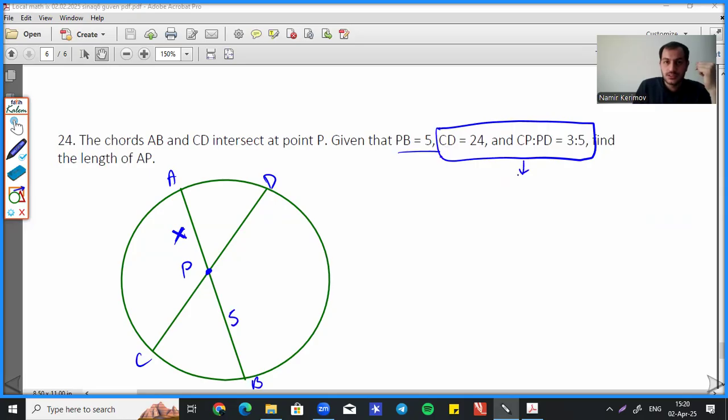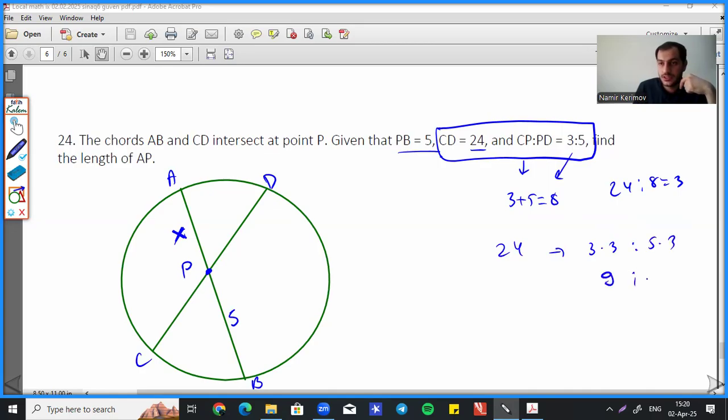We know that CD is in the ratio 3 to 5. So 3 plus 5, it's 8. So 24 divided by 8 is 3. So 24 divided in 2 parts, 3 times 3 and 5 times 3. That means 9 and 15. So one of the sides is 9, CP, and another one, 15.